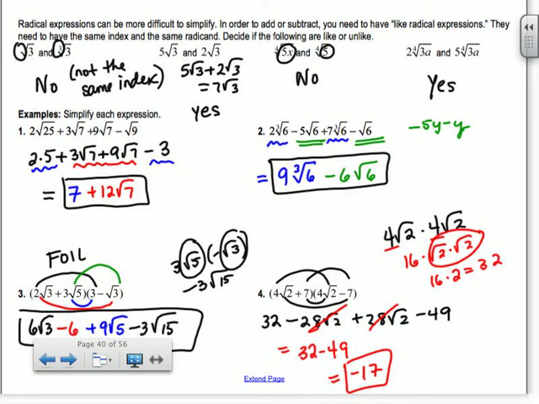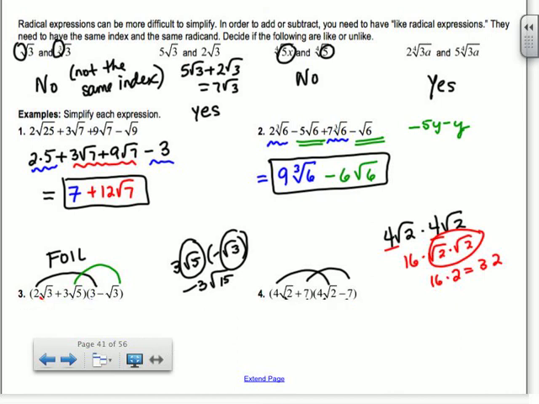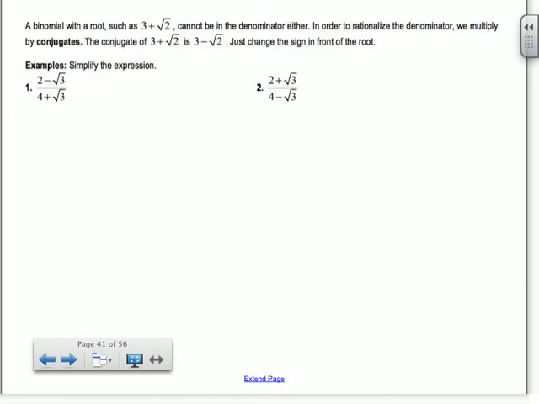Okay, so we did addition, subtraction, multiplication. Now we're going to do division. So the last thing is division. It says a binomial with a root, such as 3 plus root 2, can't be in the denominator either. So you can't have any square roots in the denominator.